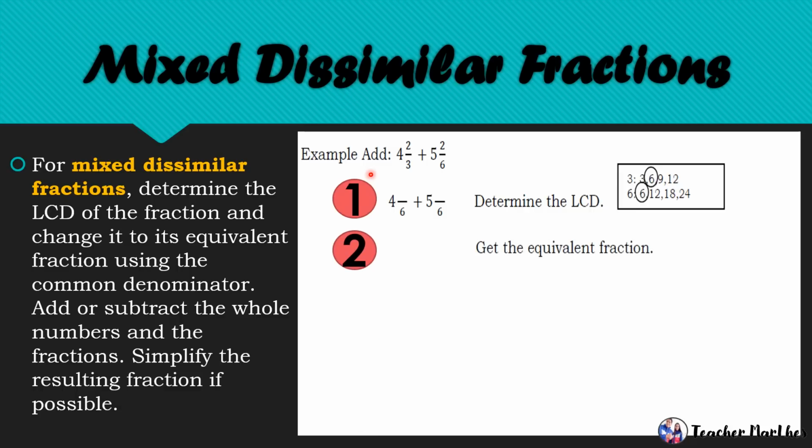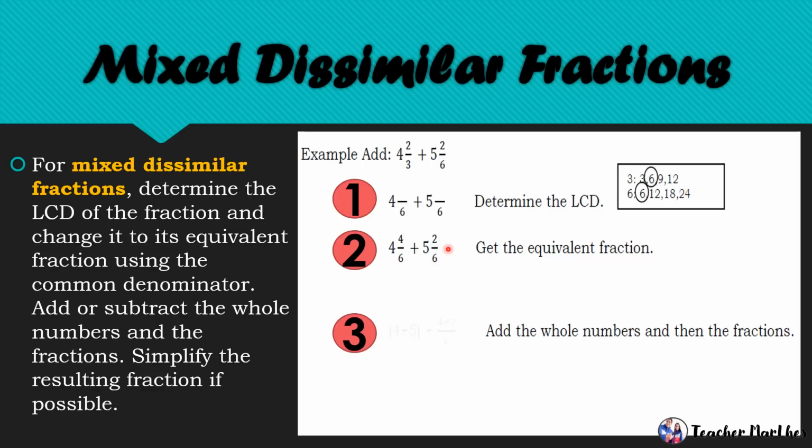Step 2 is to get the equivalent fractions by dividing the denominator and multiplying to the numerator. So, 6 divided by 3 is equal to 2 times 2 is equal to 4. 6 divided by 6 is equal to 1 times 2 is equal to 2. Then, add the whole numbers and then the fractions. So, we have 9 and 6. 4 plus 5 is equal to 9. Then, 4 plus 2 is equal to 6. So, since ang 6 over 6 ay equivalent sa 1, ang final answer natin ay 10 because 9 plus 1 is equal to 10.